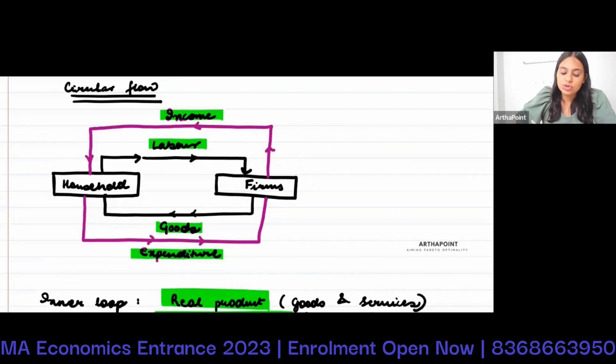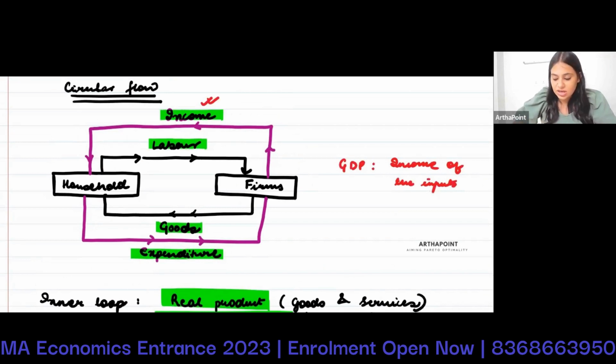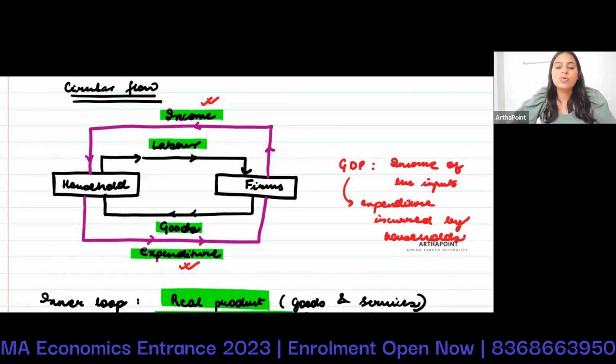And when it comes to GDP of an economy, I can completely do it in terms of income of the inputs, or because this has to be equal to this, I can very well do it in terms of the expenditure incurred by households. So the two are synonymous to each other, even within the basic circular flow of income.